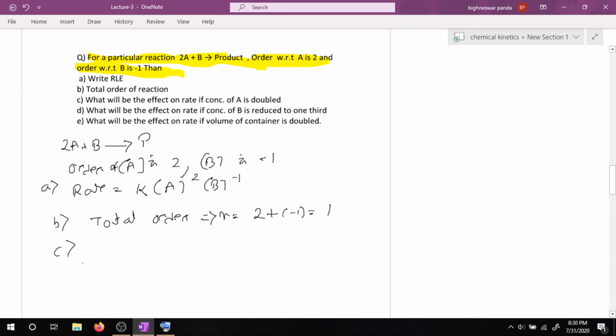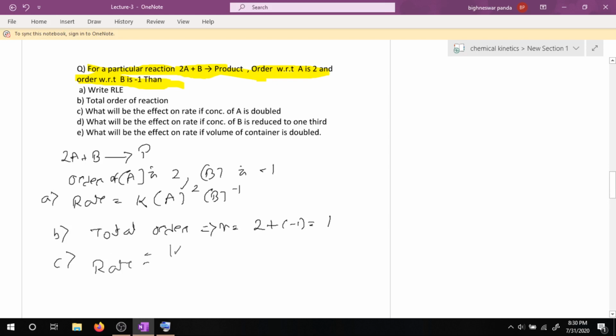Similarly, question C: what will be the effect on rate if the concentration of A is doubled? Read carefully. What will be the effect on rate if the concentration of A is doubled? So I can write rate is equal to K [A]^2 [B]^-1. It is asking what will be the effect on rate if the concentration of A is doubled. Here I have to double the concentration of A.